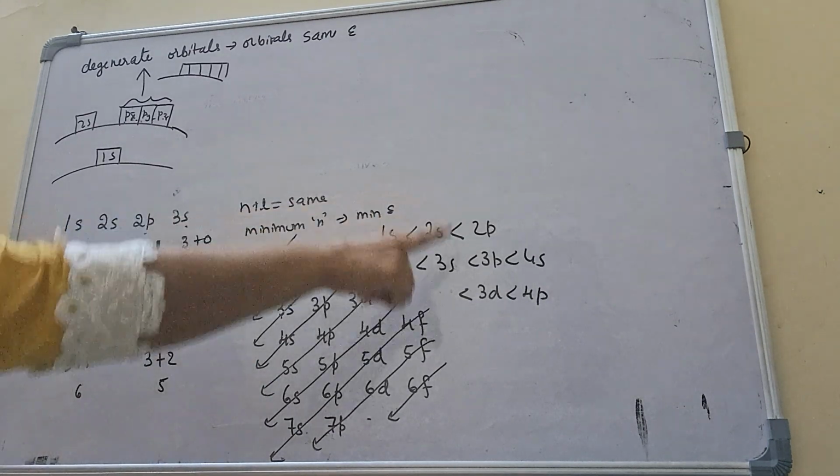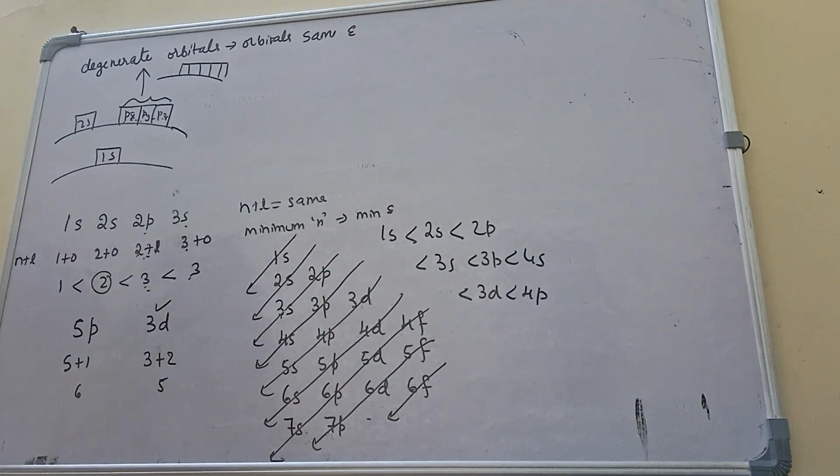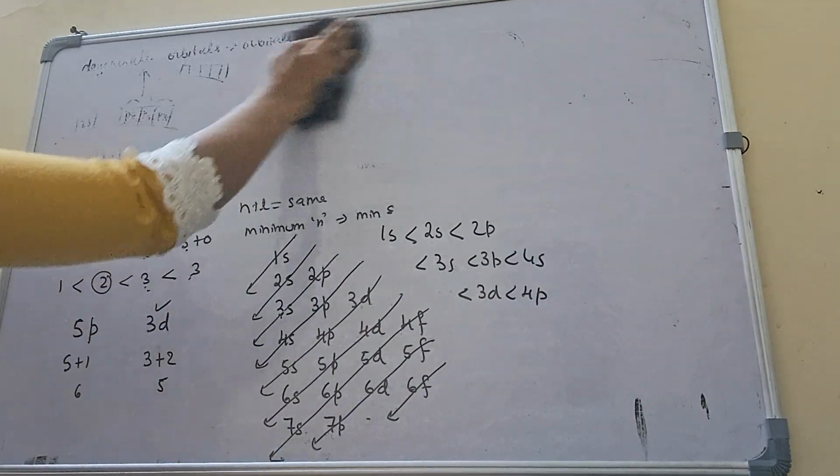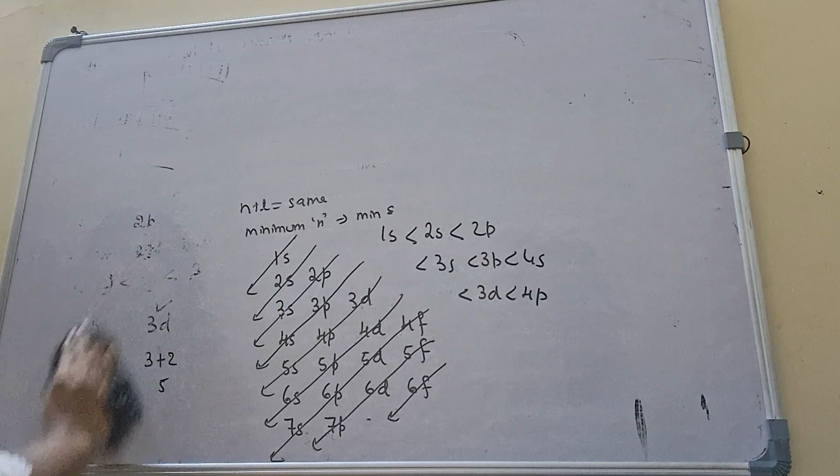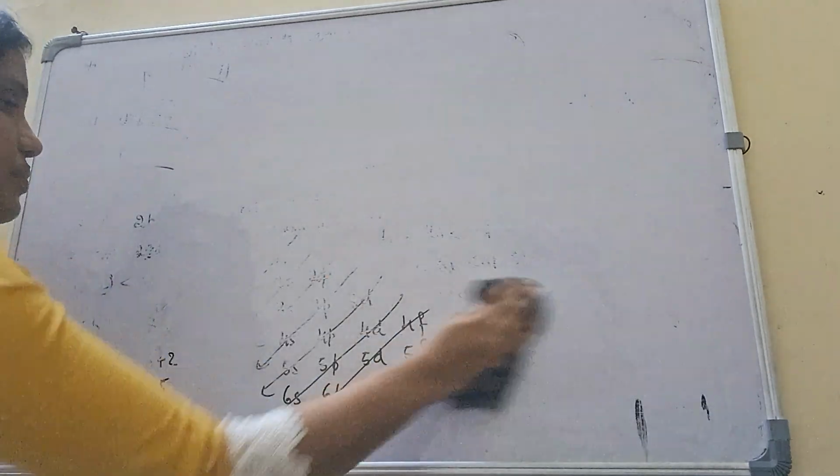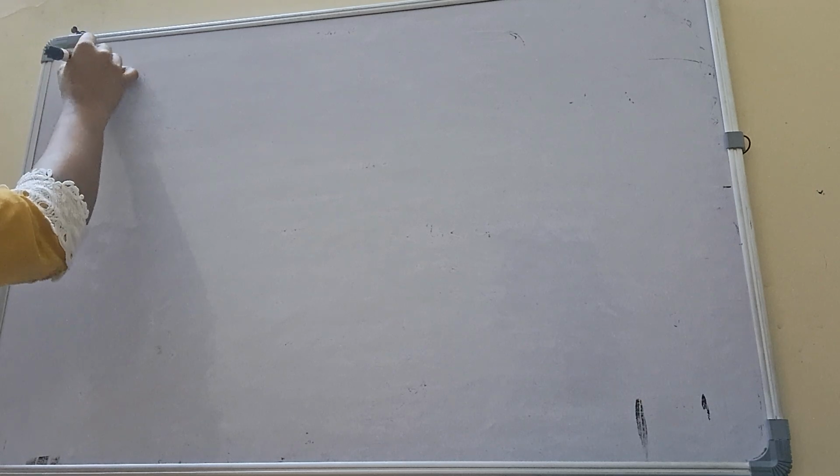Now, this is the order you need to remember. You can just draw it over a period of time, you'll get it naturally. When I do the configuration, I will write it for you, but you can keep this handy and look at it whenever you want to. So Aufbau's principle is done.